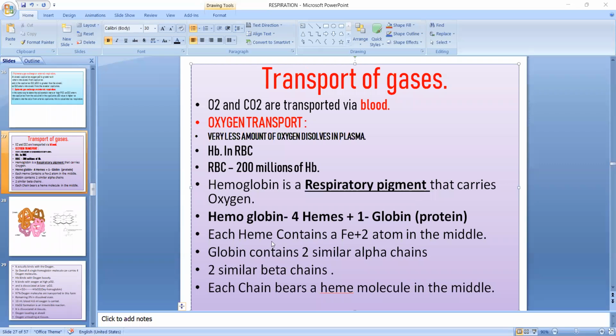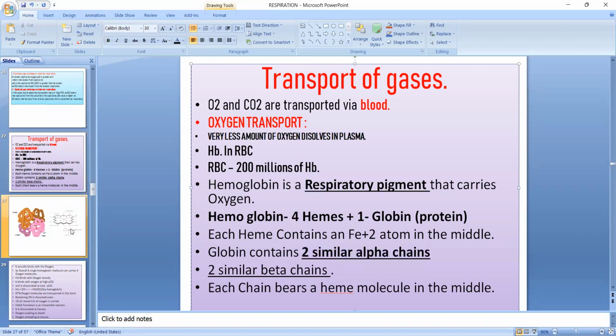Each heme contains an Fe2+ iron atom in the middle. In the same way, globin contains 2 identical alpha chains and 2 identical beta chains. We should also remember this point: each chain bears a heme molecule in the middle.